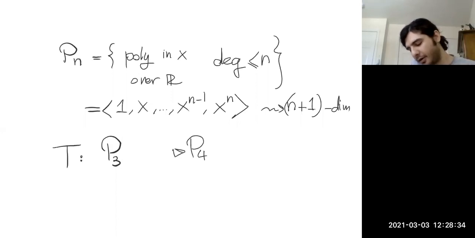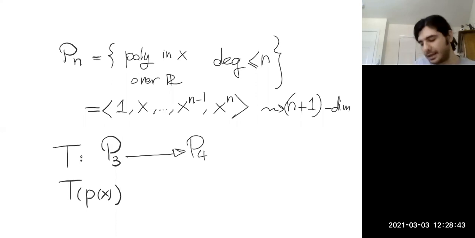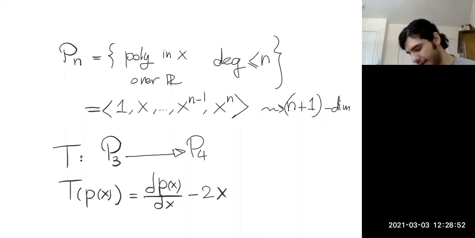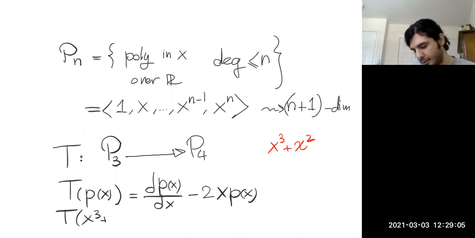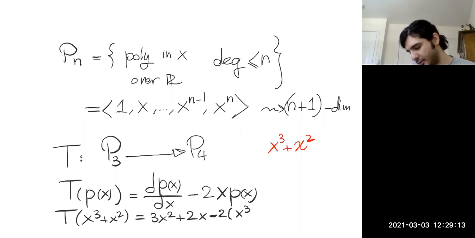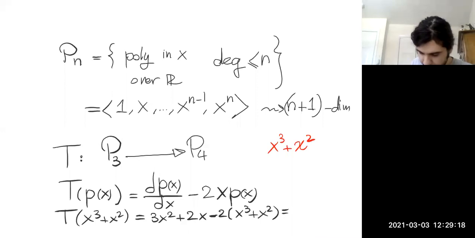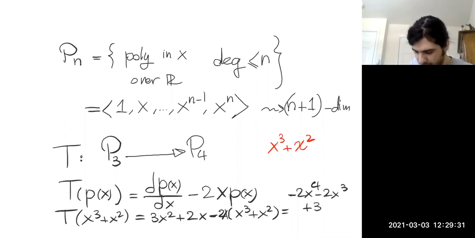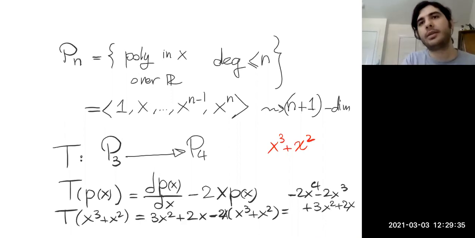I define a linear map T from P3 to P4, which sends any polynomial p in P3 to the derivative of that polynomial with respect to x minus 2x times p. For example, if I take x cubed plus x squared, which is in P3, T of that would be the derivative of this polynomial, which is 3x squared plus 2x, minus 2x times p, which is x cubed plus x squared, which is equal to minus 2x to the 4 minus 2x cubed plus 3x squared plus 2x. And as you can see, this is a polynomial with degree at most 4.